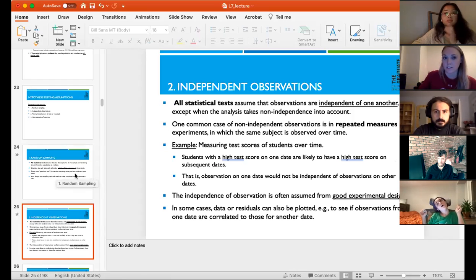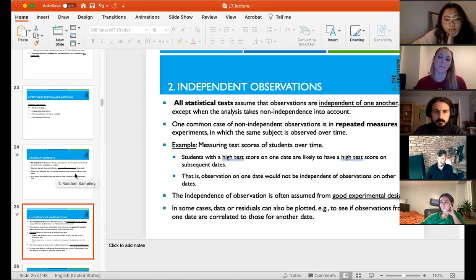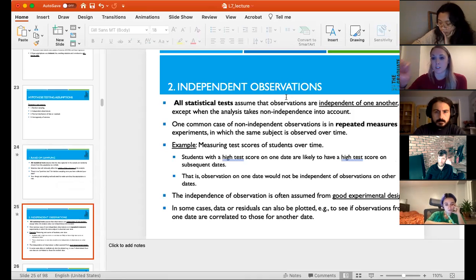Independence of observations. So again, this is at the design stage. All statistical tests assume this. All the statistical tests that we'll be talking about right now, with one exception, assume that your observations are independent. Like I was saying, I didn't record the same student's IQ two or three times. I made sure I was sampling without replacement.